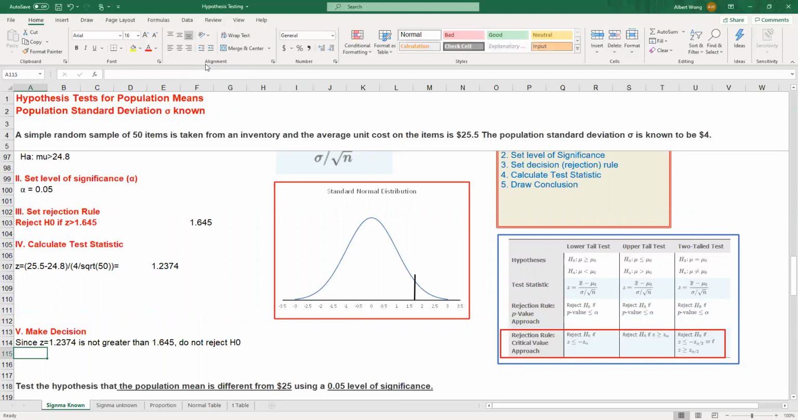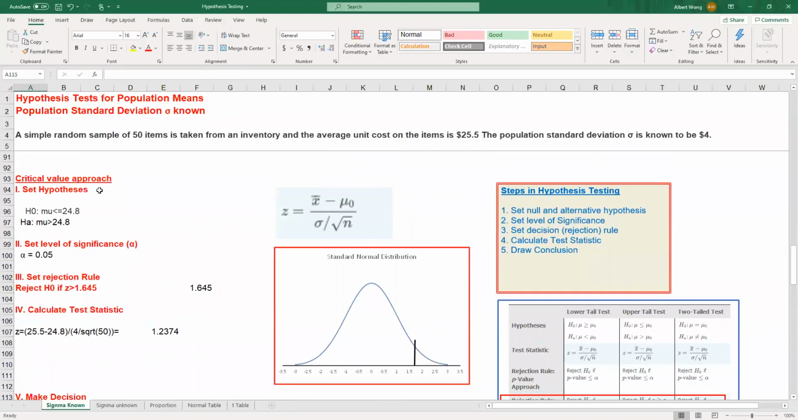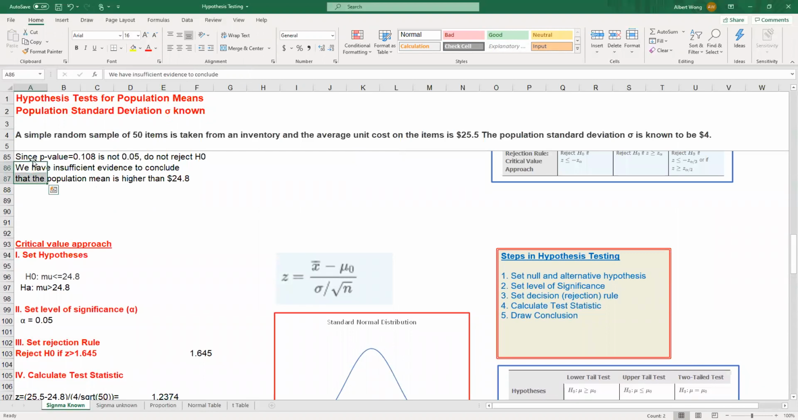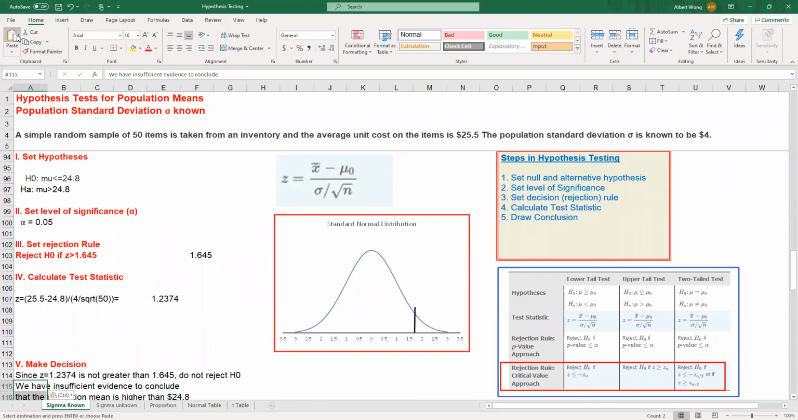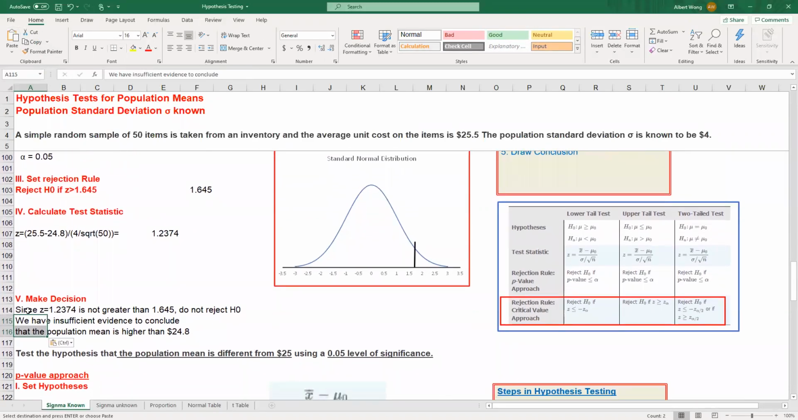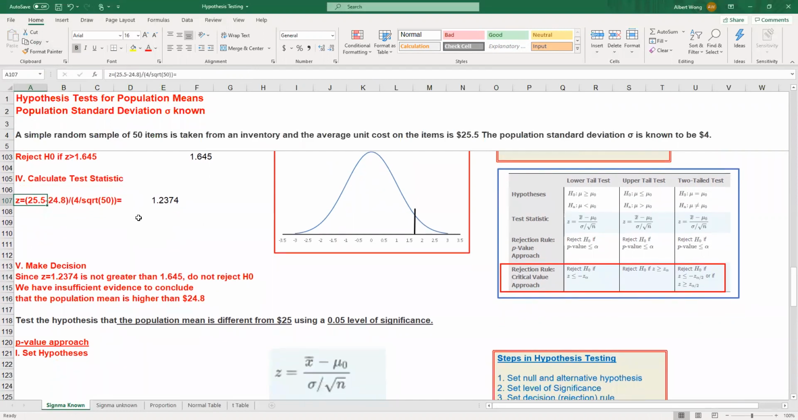And therefore, how do we draw the conclusion? We draw the conclusion exactly the same way. We have insufficient evidence to conclude that the population mean is higher than 24.7. Okay, so this is how we do an upper tail test using either the p-value approach or the critical value approach. The last step for this example, of course, is to demonstrate what happens if we have a two-tail test.